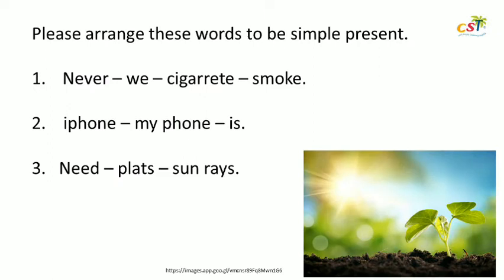Now I want you to practice making simple present sentences by arranging these words on the screen. Alright? Okay, please take your time. Finished? Alright, for number 1, the subject: we never smoke cigarettes. Number 2: my phone is an iPhone. And number 3, I'm sorry, I should write plants: plants need sun rays. Thank you, I hope that you did it well.